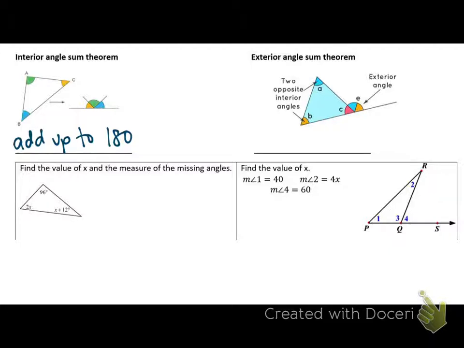Exterior angles. In this picture, we would take A and B. They're the 2 opposite angles that are inside the triangle. They're not adjacent to the exterior angle. They would add up and equal the exterior angle, which in this case is E.